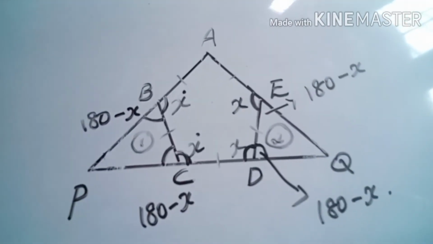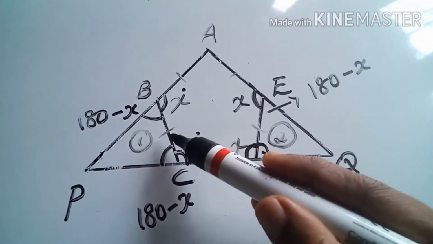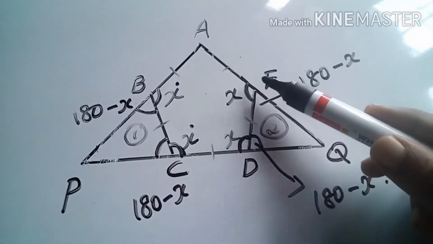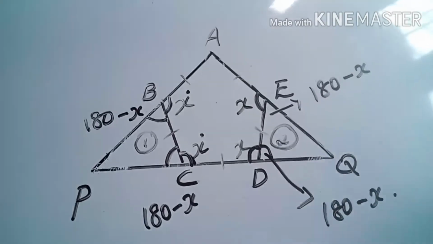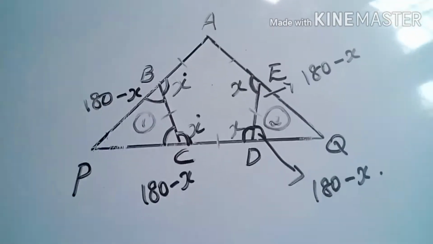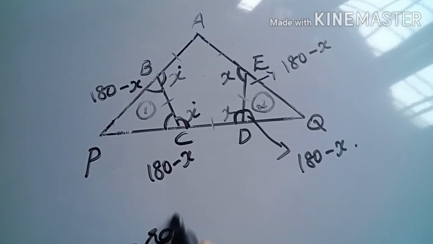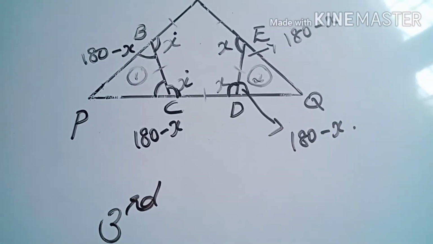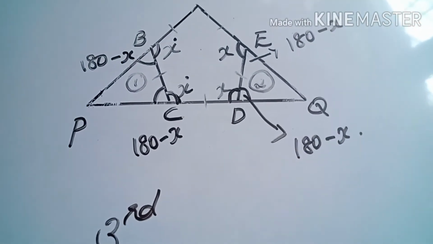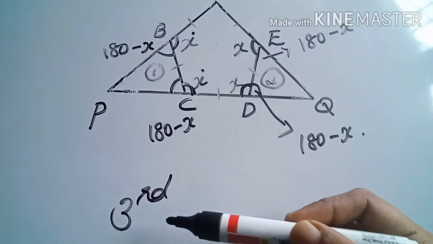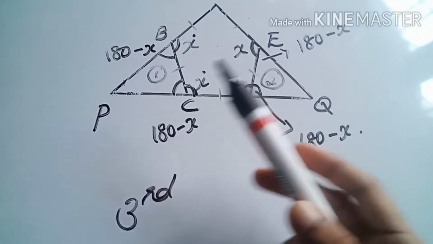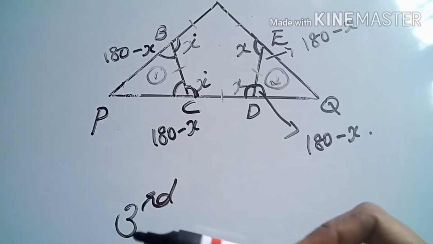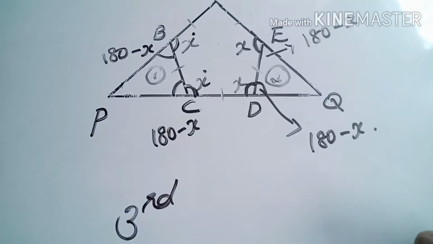So which concept can we apply here? One side and two angles at the end. Here also one side and two angles at the end. So by the third concept, we can say that these two triangles are equal triangles. So this is the answer for the first sub question: the triangles are equal triangles, and the reason is applying the third concept.